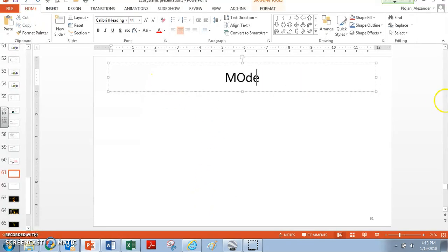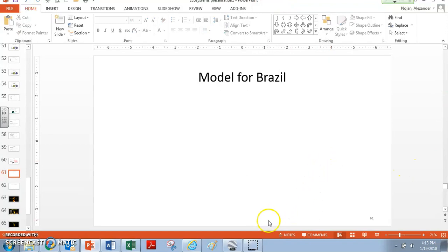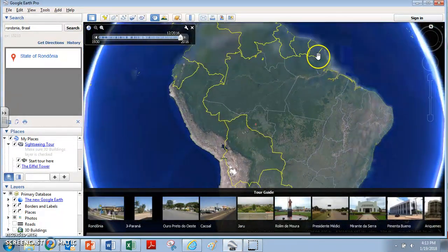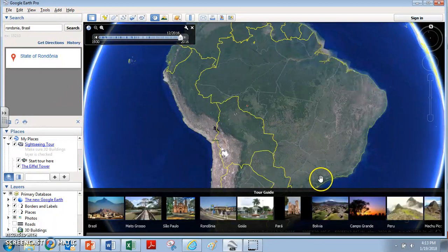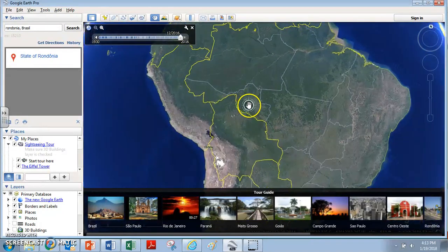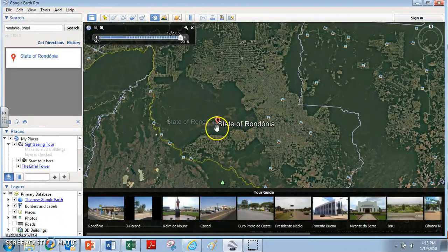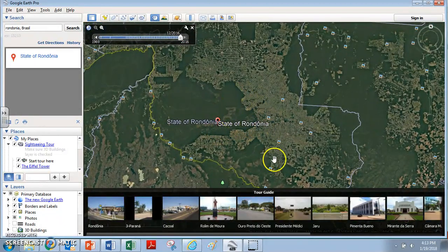So let's look at the model for Brazil. There are certain areas in Brazil that we want to take a look at. We'll head over to Google Earth, look at a real-world example, and try to get a sense of how we can model this. This is a state in Brazil. If we zoom out, we can see where we are. This big, huge chunk of South America is Brazil. We're just zooming into this state here. I'm not sure how to pronounce it, but it looks like Rondônia. And so here we are.